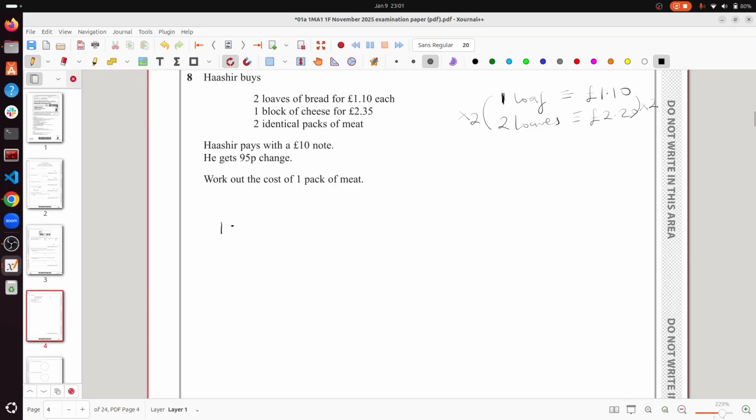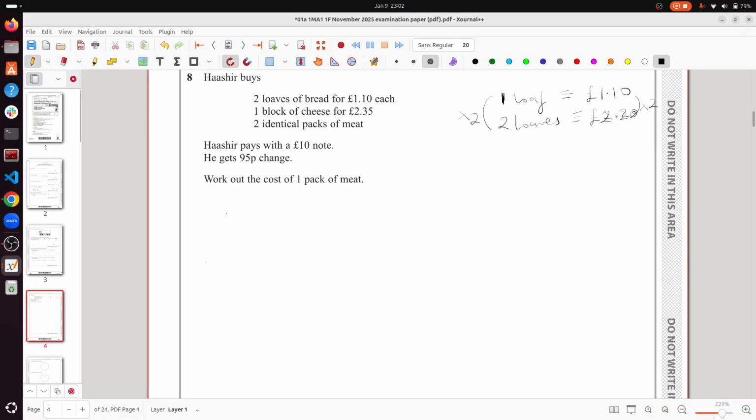You could add as well. Because I'm doubling, you could add if you wanted to, and that gives me £2.20. And if you don't want to add, you could multiply as well. So £1.10 multiplied by 2. 2 times 0 is 0, 2 times 1 is 2, 2 times 1 is 2, with my decimal point for money. So that still gives me £2.20. £2.20 there, and so that's for the 2 loaves of bread.